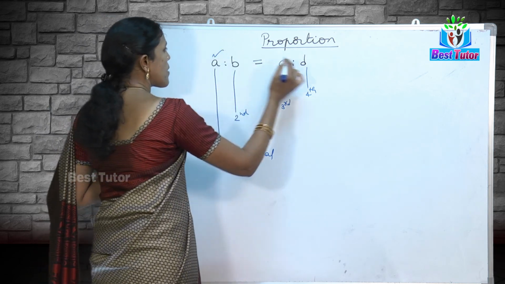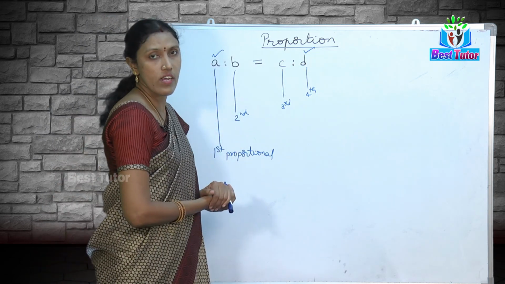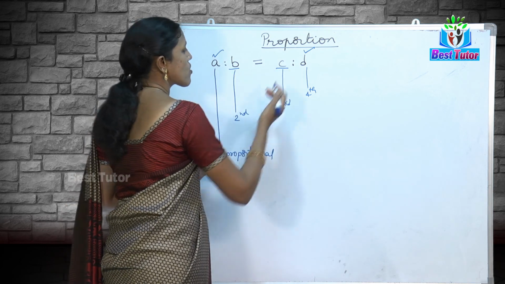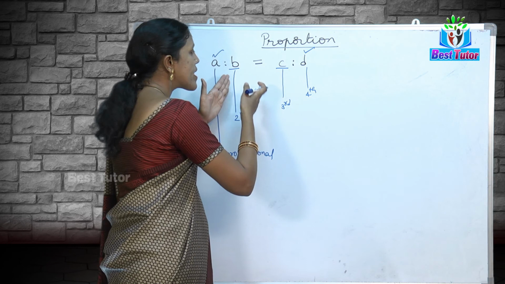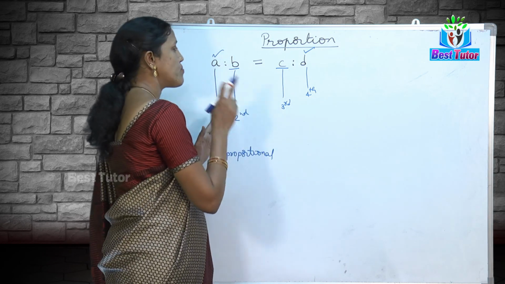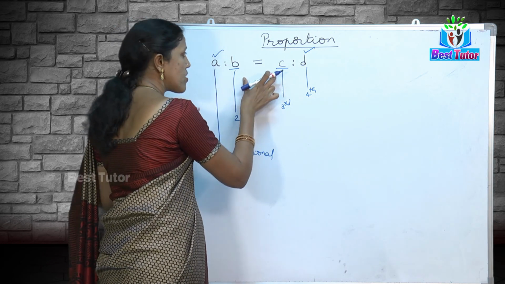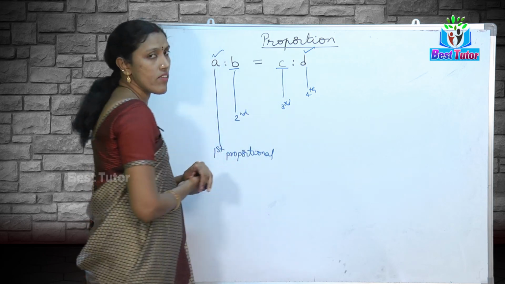If A, B, C and D are in proportion, then A and D are called extremes. B and C are called means. Ending terms are called extremes. Middle terms are called means.